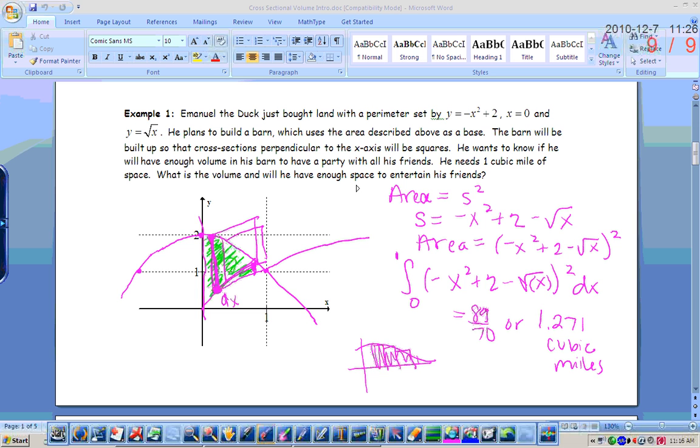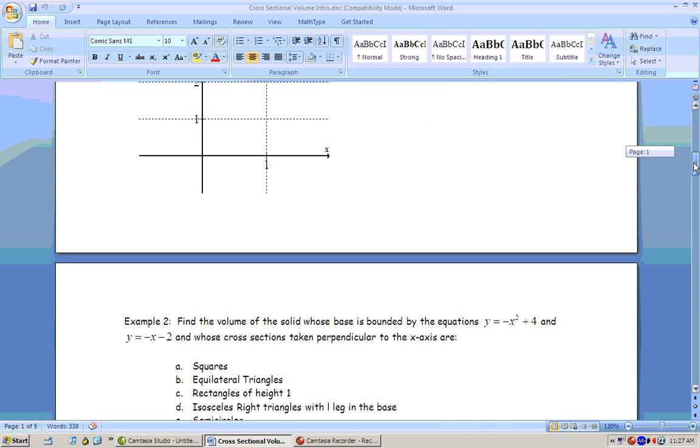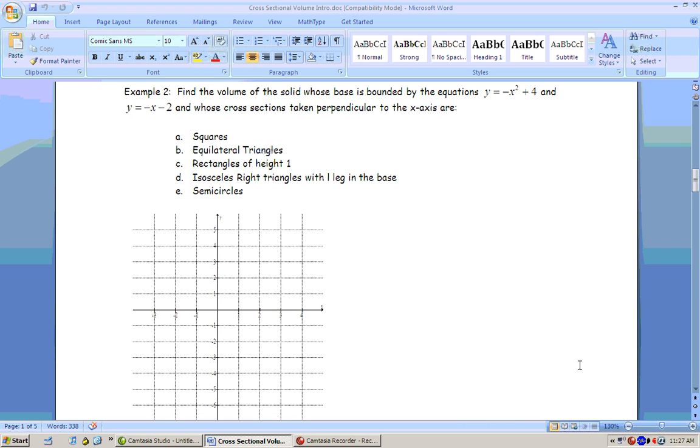All right, so in general what you're going to do is take the area of the cross section, whatever that shape is, and integrate it between the 2 points. And that's what's going to give you this volume right here. So let's work some examples.